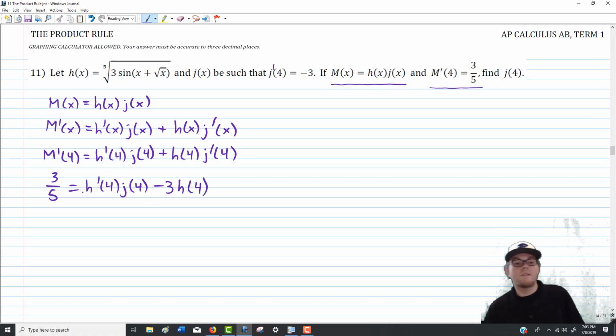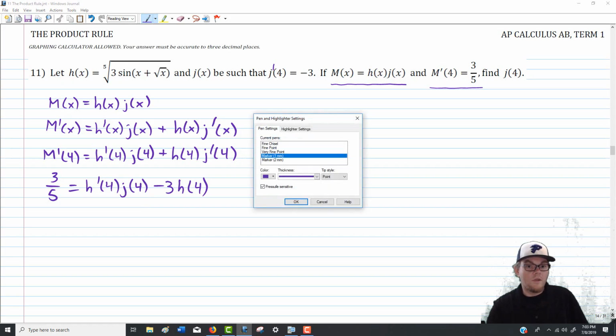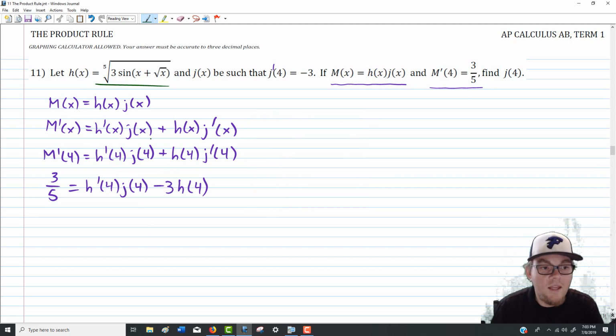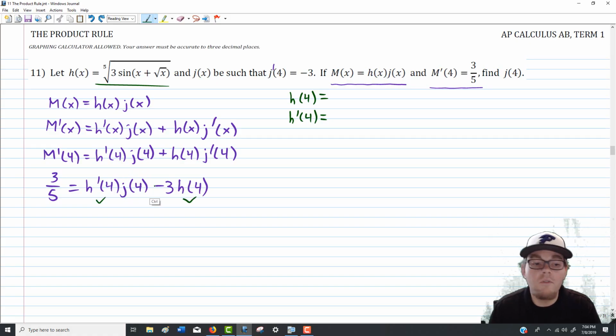Looks like we have three things missing: h prime of 4, h of 4, and j of 4. But look no further than right up here. Keep in mind, we were told that h of x is equal to this complicated function. So I'm thinking what we should do is go figure out the values of h of 4 and h prime of 4. Because once we have those, we'll only have one thing left to solve for. So let's use our calculator to grab that info.